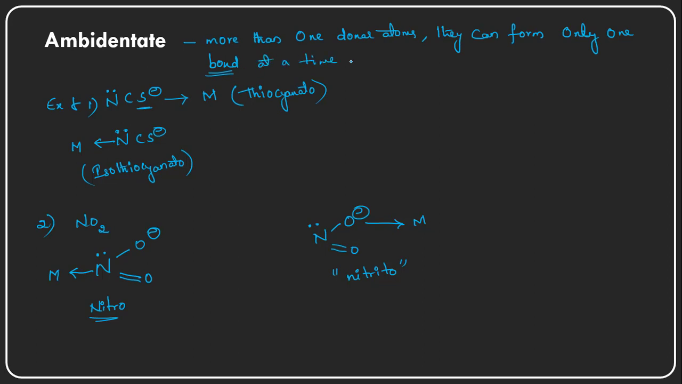So this is a very important one, especially for the students preparing for the entrance examination. Nitrito and nitro, isothiocyanate and thiocyanate. In thiocyanate, a sulfur-metal linkage will be there. In isothiocyanate, a nitrogen-metal linkage will be there. In nitro, a metal-nitrogen linkage will be there, and in nitrito, an oxygen-metal linkage will be there.